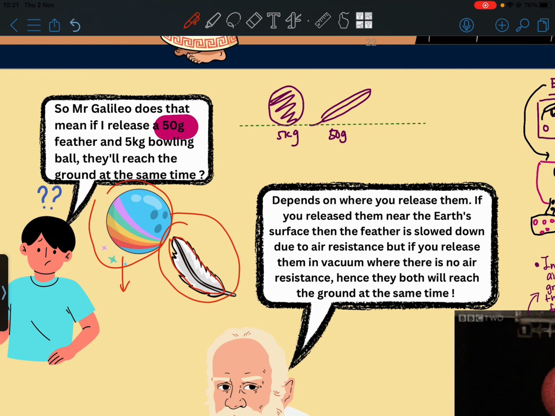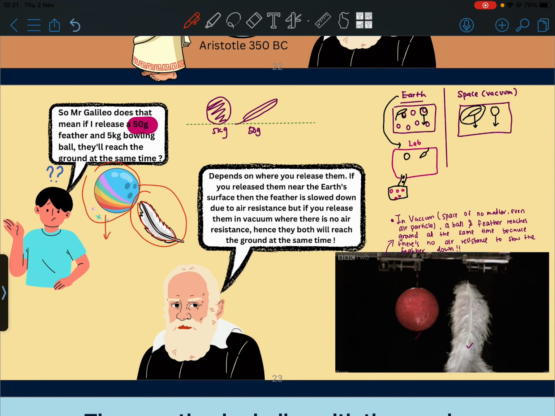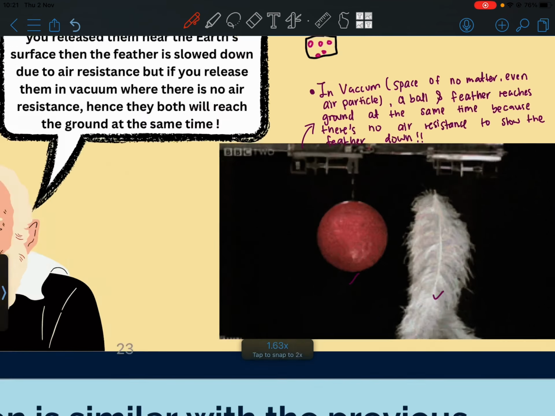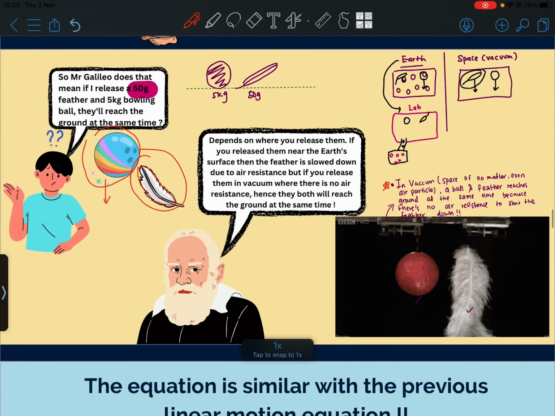So you can see this is the flat surface of the feather, and the shape makes it experience greater air resistance than the bowling ball. That's why in a normal condition, which means here on Earth, in the presence of air resistance, the feather will be slower as it falls. But if you consider a vacuum, so you can read over here what a vacuum is, there is no air resistance, so they will fall at the same time, or at the same rate.